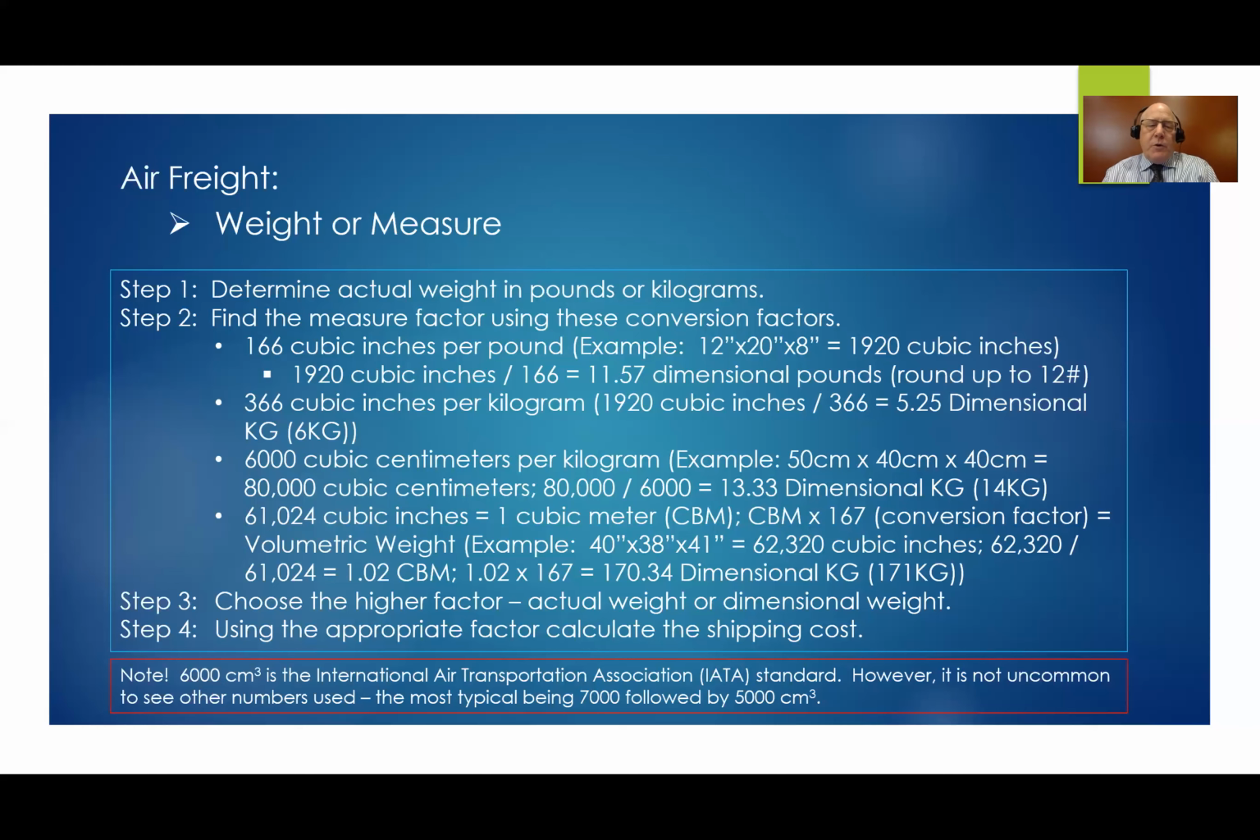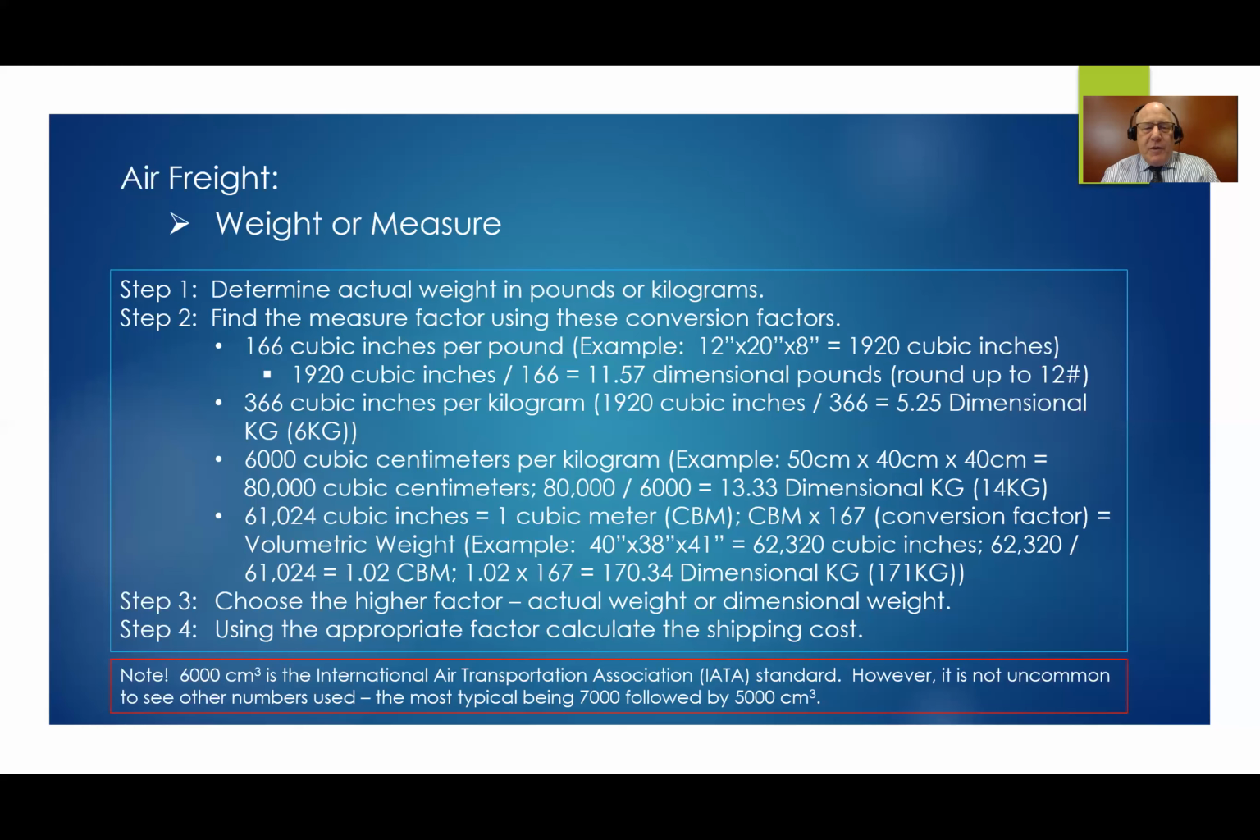It can also use a factor of 366 cubic inches per kilogram. Again, if we take our 1,920 cubic inches divided by 366, we get 5.25 dimensional kilos, which rounds up to 6 kilos. And if you think about a kilo being approximately 2.2045 pounds, multiply that, and you're going to come out roughly to what we came out with above. There's a little bit of rounding difference.